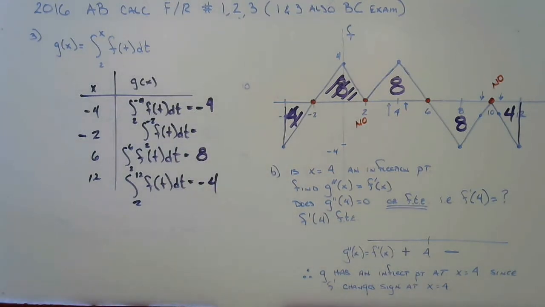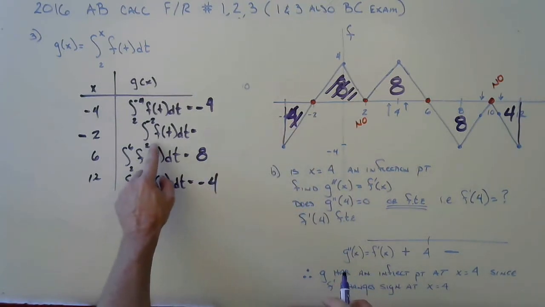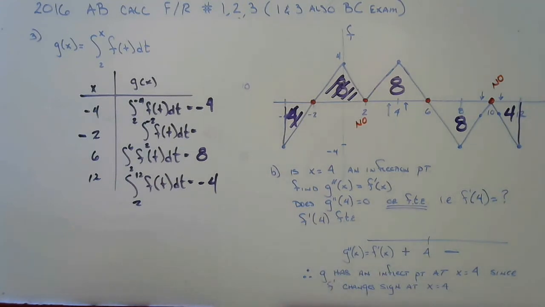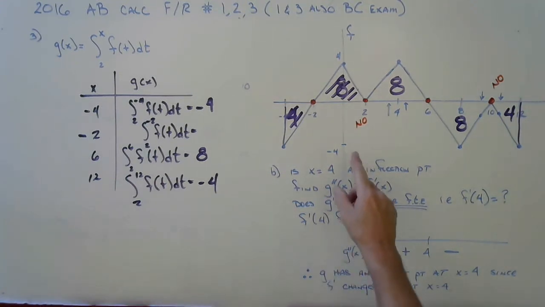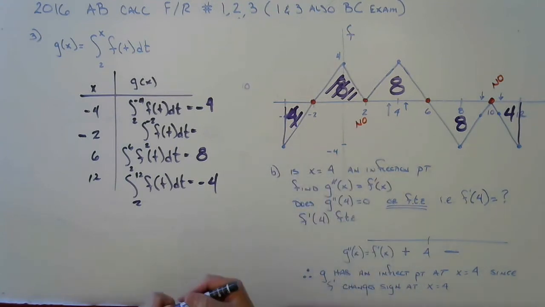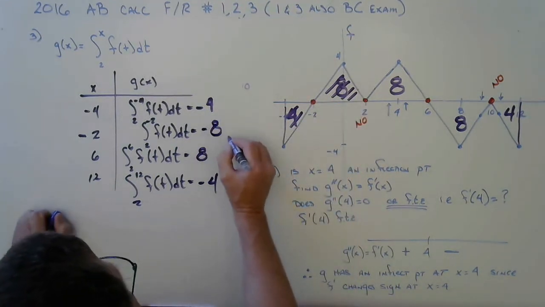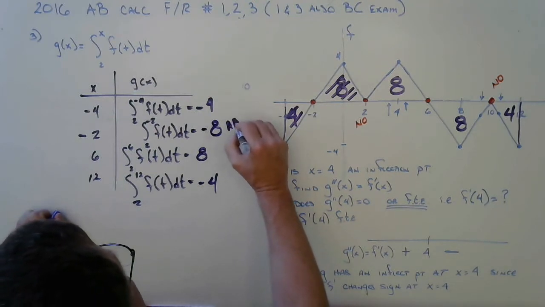So that 2 was a no, wasn't it? I'm so sorry. So -2 goes there. So this is the integral from 2 to -2, isn't it? From 2 to -2. So what's the integral from 2 to -2? Well, we're going backwards, right? We're going backwards, so we're going to have to put a minus sign here. It's the area of that, so it's -8.